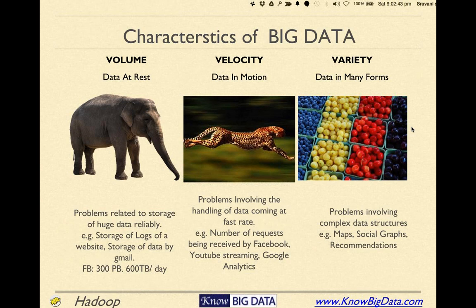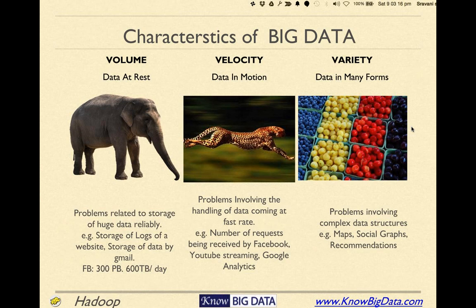Neither do we have to solve this map problem in parallel for thousands of users, nor is the data changing that fast. So it's not a velocity problem. The problem is the complexity. We are trying to find a path from one node to another in a huge graph, a huge network of nodes. That is a complex problem, and that lies under the umbrella of variety.